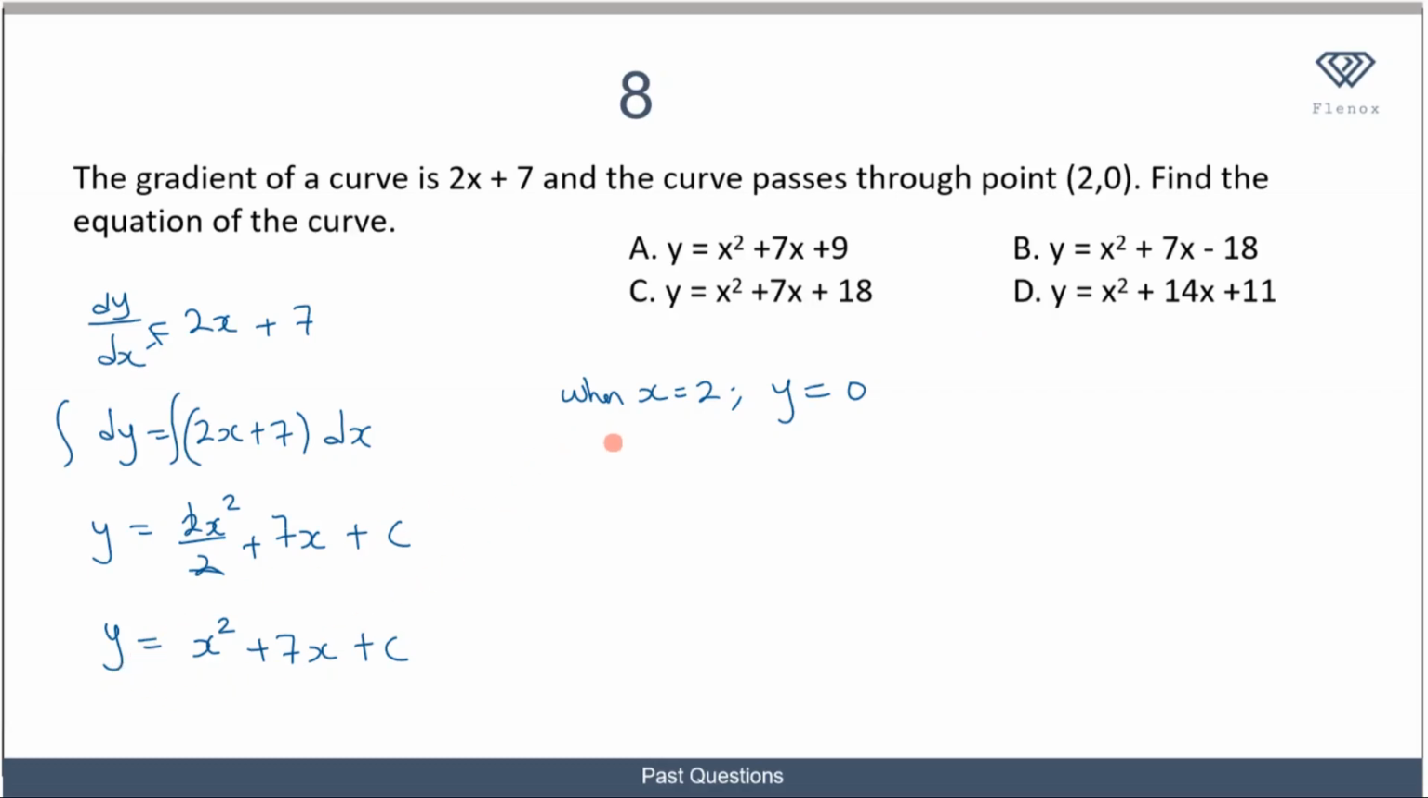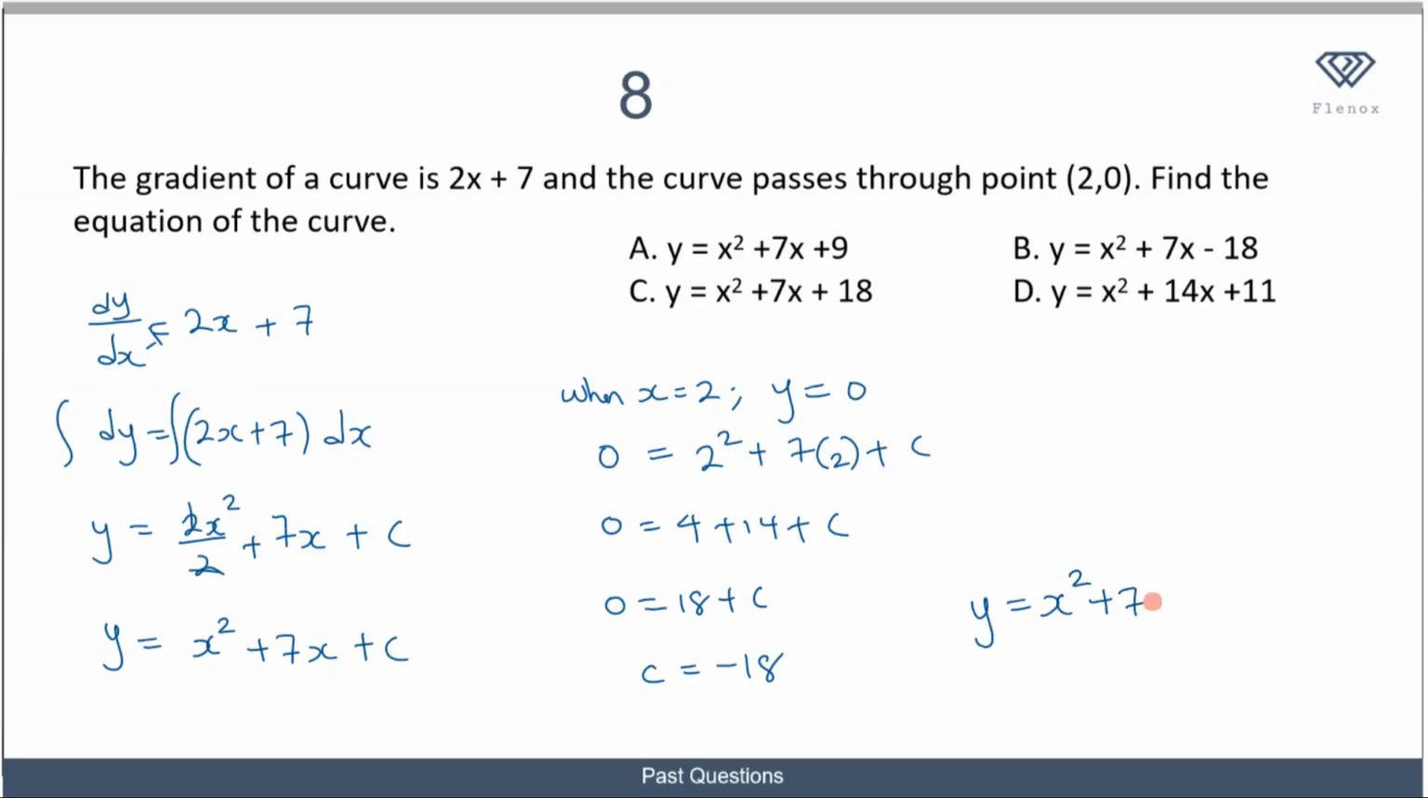So when my y value is 0, I have y as 0 is equal to, my x value is 2, 2 squared plus 7 times 2, then plus c. So I have 0 is equal to 4 plus 14 plus c. So 0 is equal to 18 plus c. So c is equal to minus 18. So I can substitute it back into the equation. So I have what? y is equal to x squared plus 7x minus 18. So this is the equation of the curve. And what option corresponds to that? That will be option B. So option B is the right option.